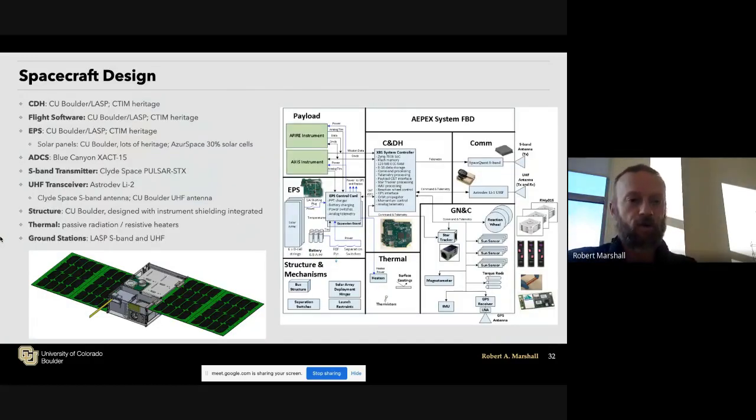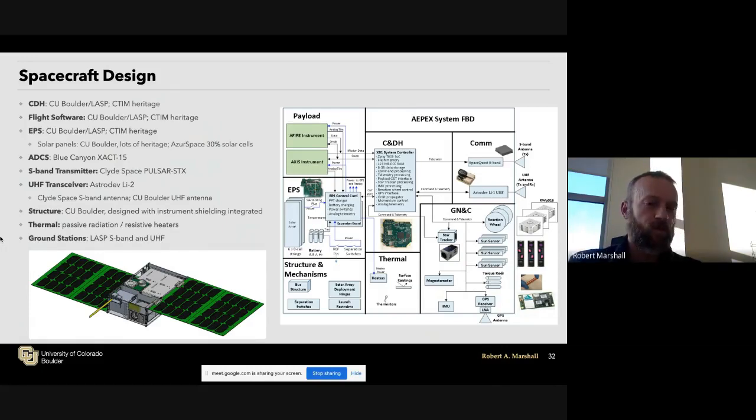Okay, quick overview of the spacecraft. One of the big advantages of being here at CU, again, which I'm very grateful for, is having LASP right next door, and they can do everything. LASP is developing essentially an in-house spacecraft bus architecture that will be used for current and future missions.